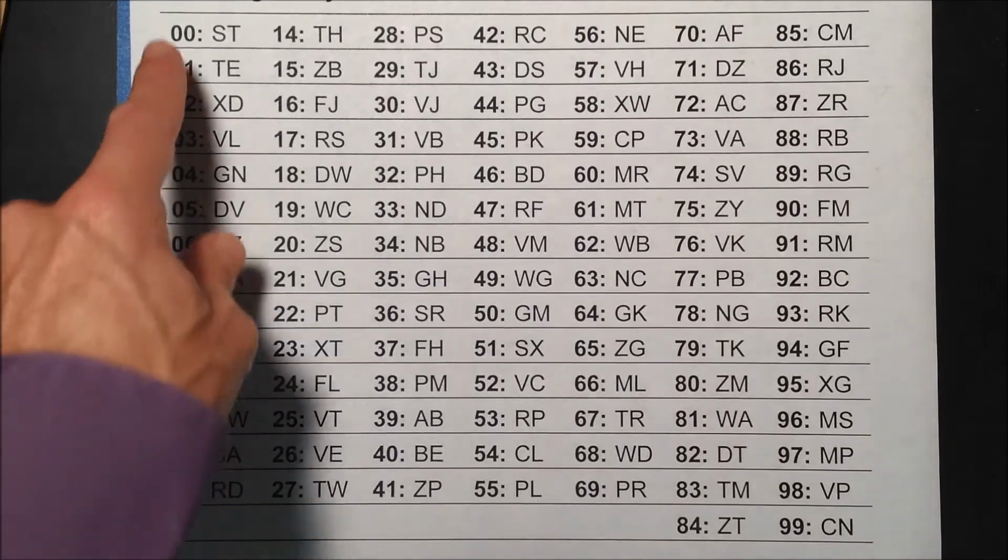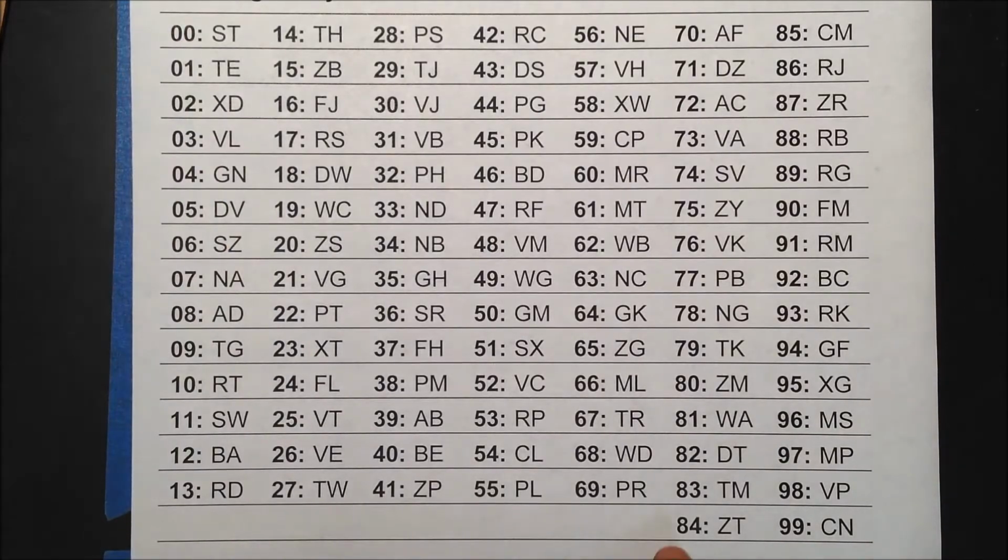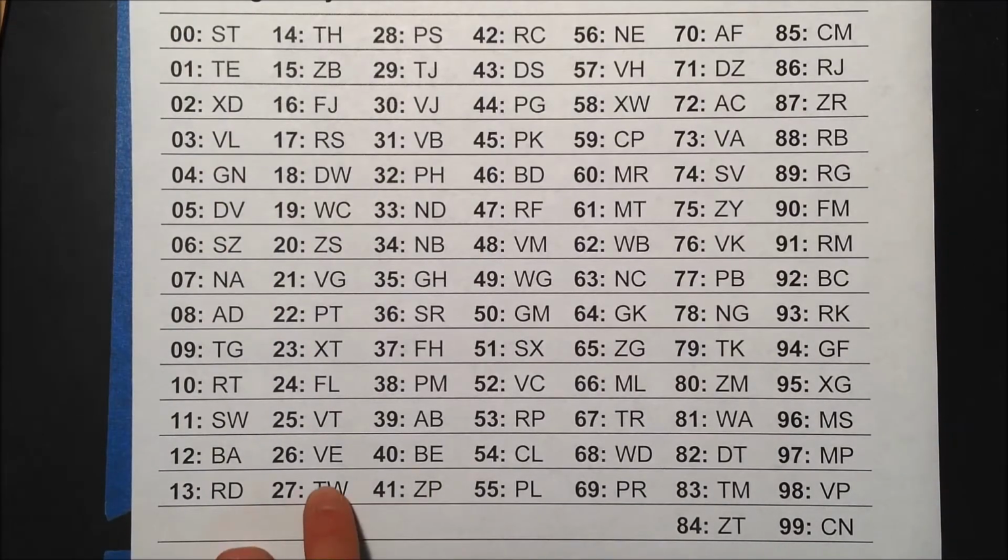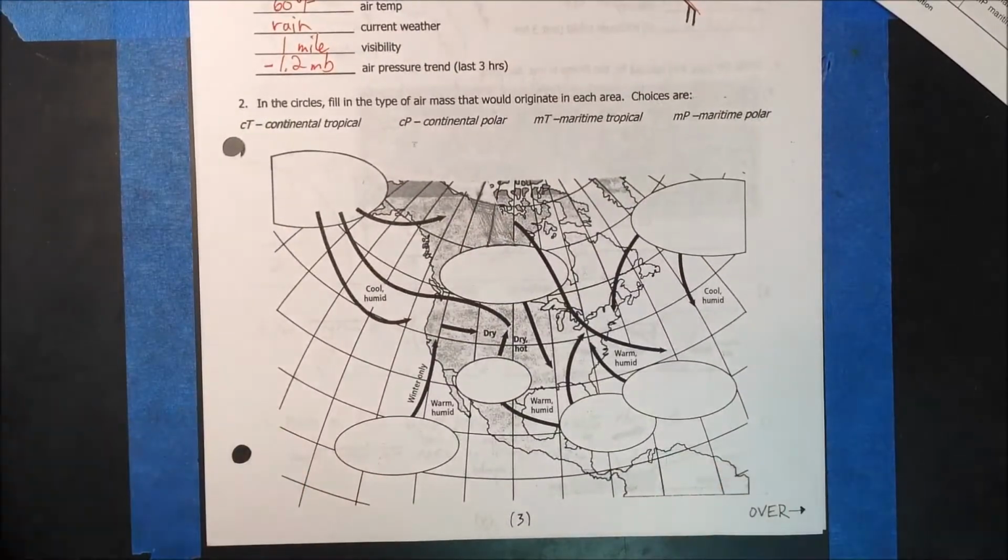Okay, match up the last 2 digits of your locker number with the 2-letter code that's next to it, and write that next to your name on the front of your paper. Thank you. Here we go, more of this.